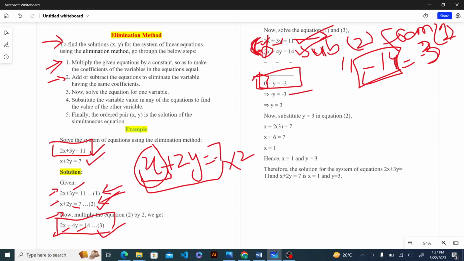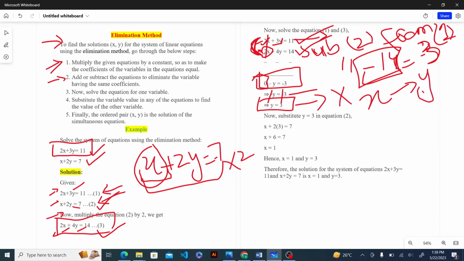So minus y is equal to minus 3, and this minus sign cancels out with this minus sign, and y is equal to 3. So the final answer is y equals 3. What we have done here is we have got the value of one variable by eliminating the other variable. We eliminated x and we got the value of y.